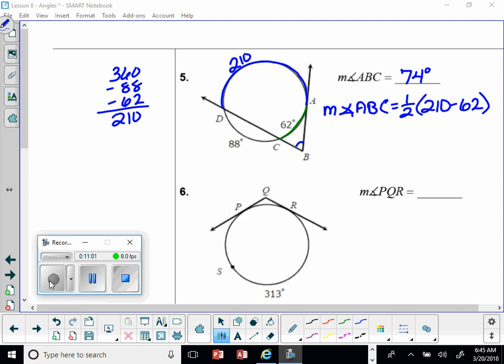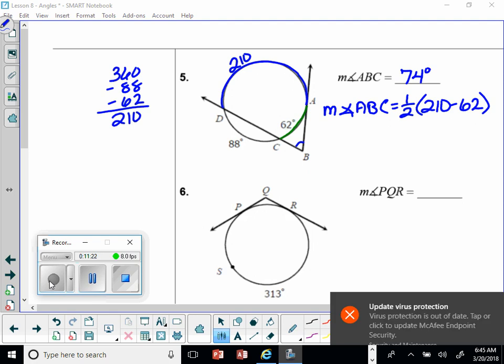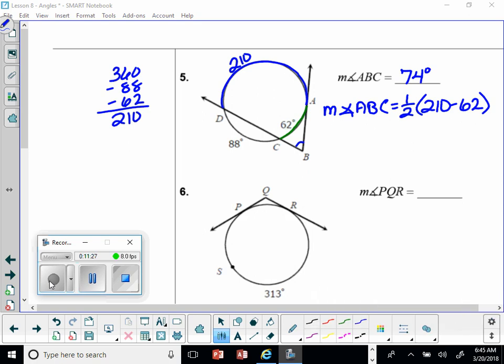All right, so I had to figure out the measure of arc AD. So I took 360 degrees for the entire circle and subtracted out the 2 arcs I knew to find that the measure of that arc was 210. So the exterior angle is half the difference. 1/2 of 210 minus 62 is 74. All right. Oh, lovely.